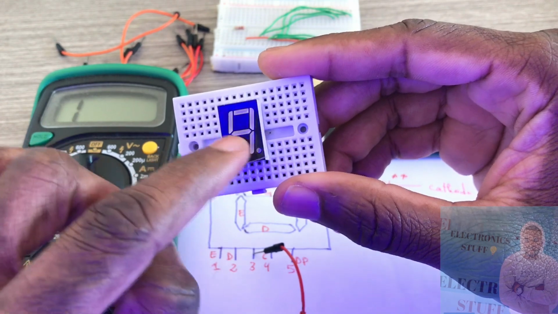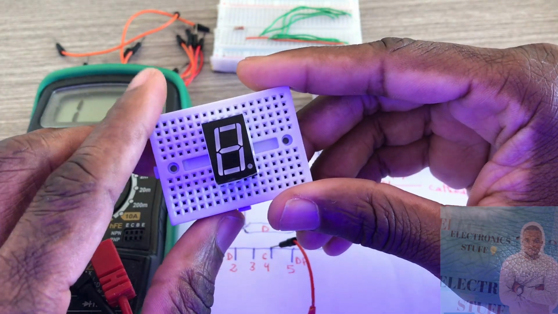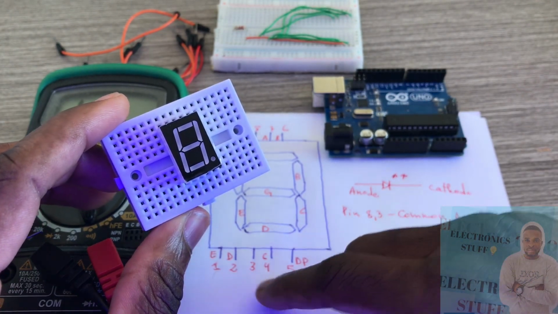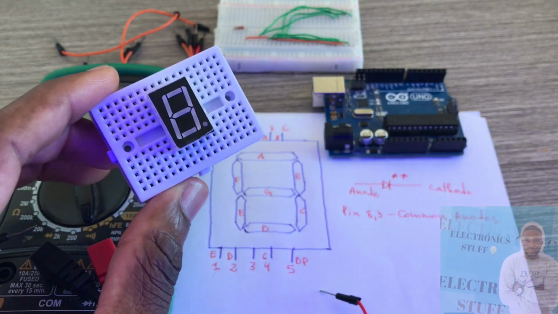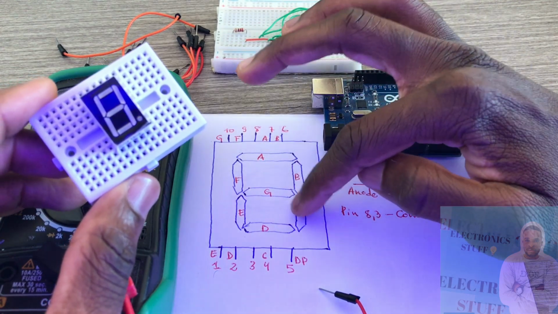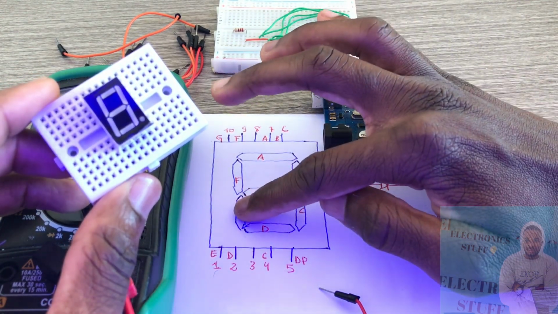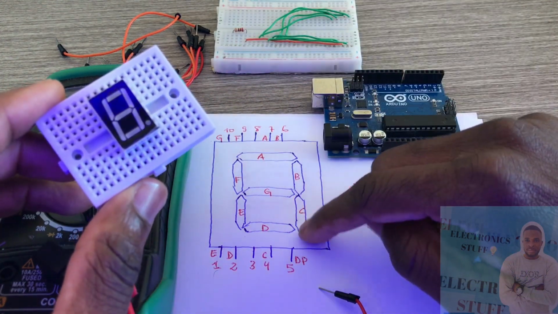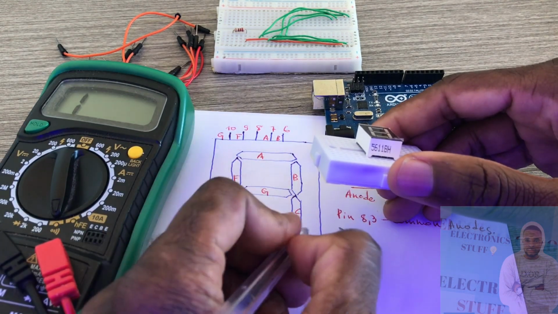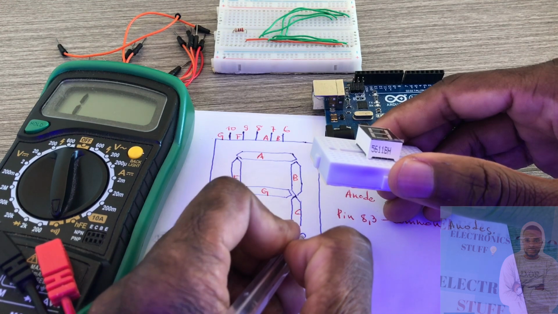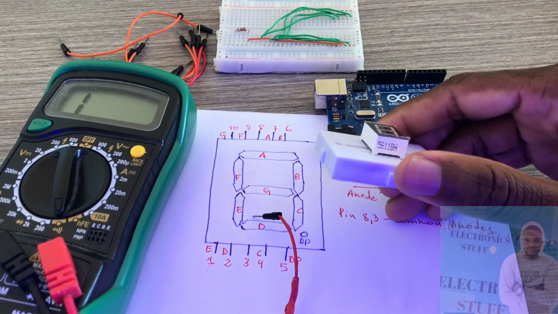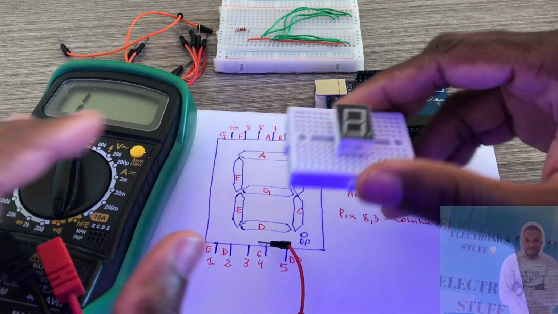This is with 8 LEDs. One starts from letter A. 1 2 3 4 5 6 7 and 8. 8 is the circle, something like that. That's the DP.